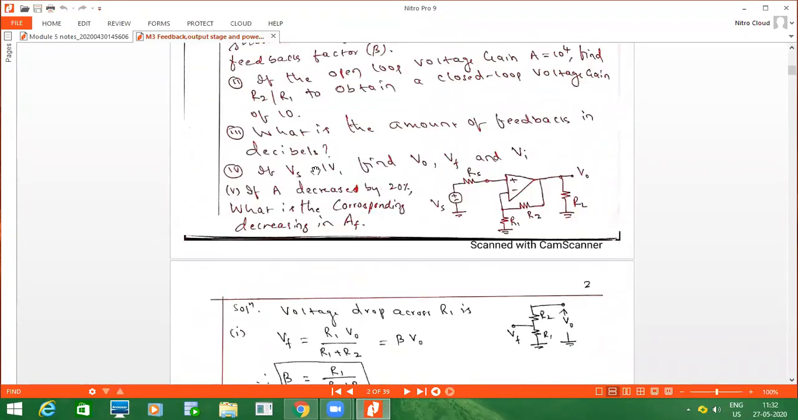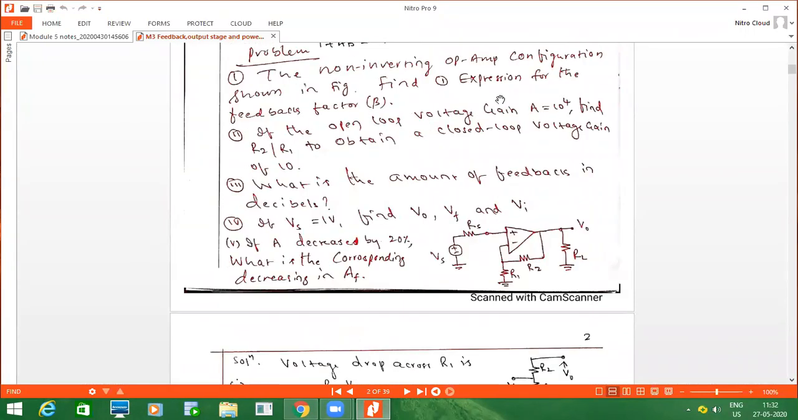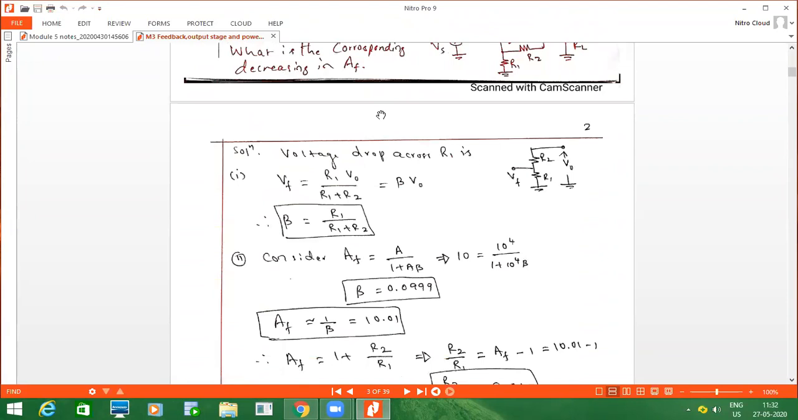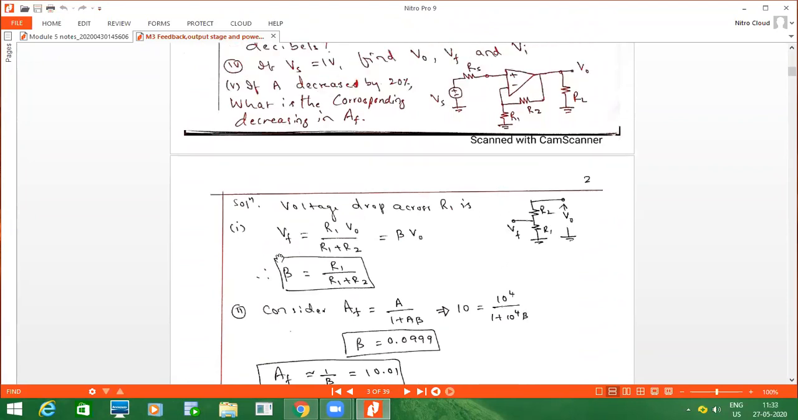Okay, so what is the first question? The first question is the expression for the feedback factor. We have to calculate beta, correct? So I will calculate this beta, just check it out here. We are using these resistances for designing the resistive network. If I simplify and draw it, the network will look like this.